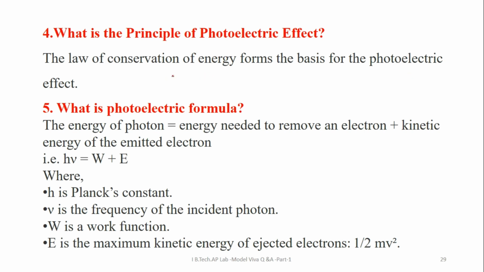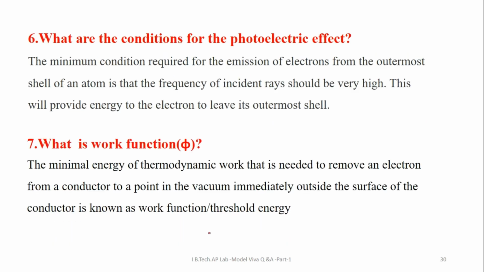What is this law of conservation of energy here? Whenever the incident energy is there, that energy will be distributed as work function plus kinetic energy of the electron. There won't be any loss of energy; whatever energy comes in will be utilized completely. The formula is given here: h nu is equal to W plus E, where h is Planck's constant, nu is the frequency of the incident photon, W is the work function, and E is the maximum kinetic energy of the ejected electrons.